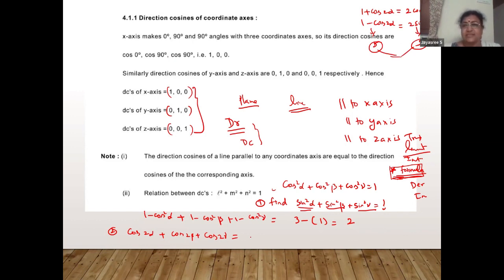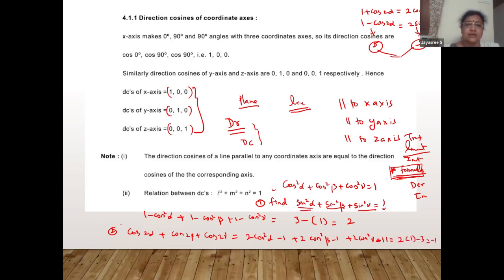So cos 2 alpha is nothing but 2 cos square alpha minus 1. Directly, we can recall the formula. So 2 cos square beta minus 1 plus 2 cos square gamma minus 1. Substituting here, 2 cos square gamma minus 1, that gives you the answer: 2 into cos square alpha plus cos square beta plus cos square gamma, which is 1. So 2 into 1 minus 3, the answer is minus 1.